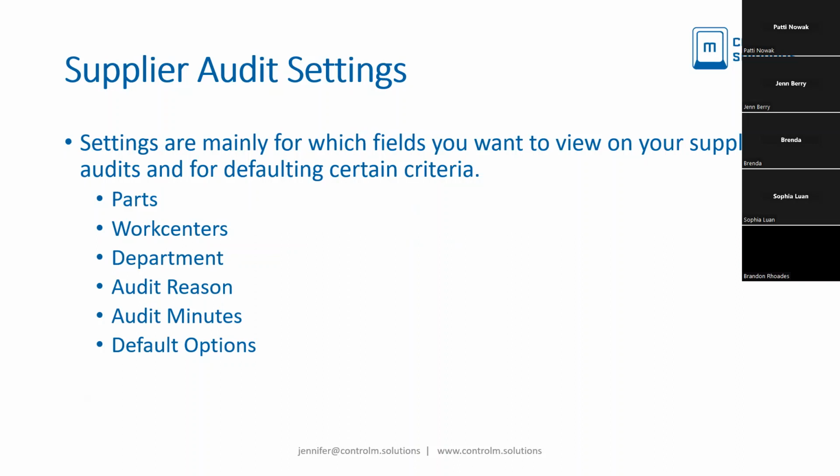So I want to talk about the settings for the audit forms. These are mainly used for viewing fields on the forms as opposed to functionality settings. For example, maybe you have no need to link a part or a work center or a department to an audit. These are some of the fields that can be enabled or disabled to your needs. You also have some options for defaulting the audit form or the building if you need that as well.